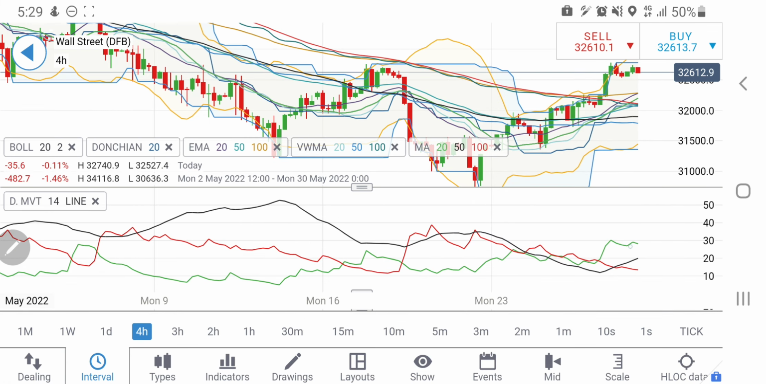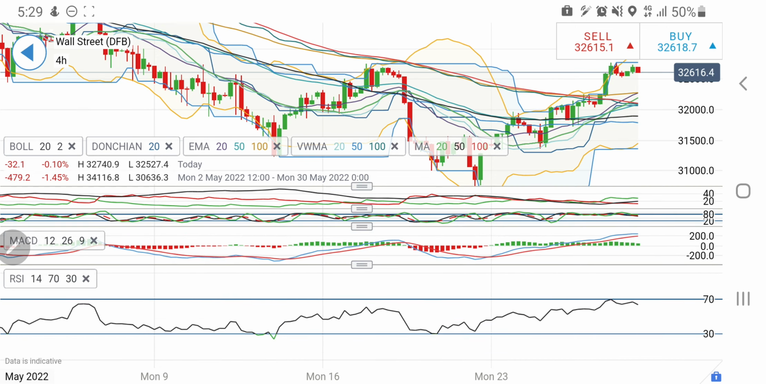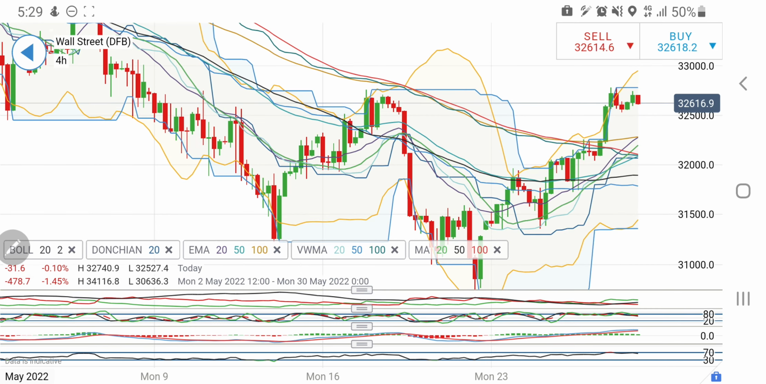If you look at the stochastic, this is also looking downwards, indicating bearishness. MACD is trying to converge, indicating little bearishness, and the RSI is also near overbought levels. The support here at 32,200 and 32,100 levels is going to be strong. 32,350 is the first target, and 32,200 and 32,100 levels are definitely the support levels which it may try to sustain.